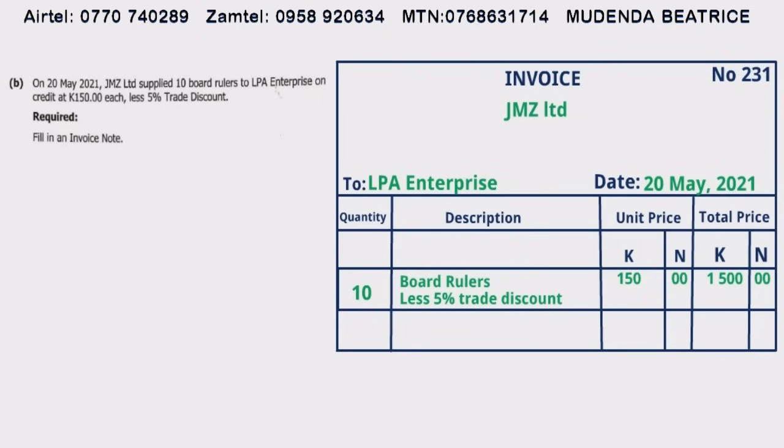What we're going to do is find the value of 5% of 1,500. The value of 5% of 1,500 is 75 kwacha. So we say 1,500 minus 75 kwacha will give us 1,425. This is the money that LPA Enterprise is supposed to pay for the 10 board rulers. Basically, that's how you prepare the invoice.